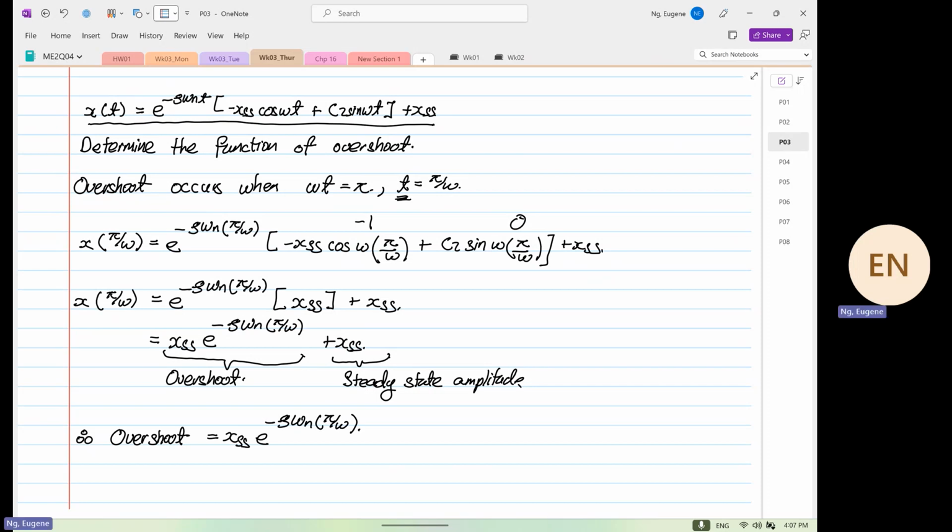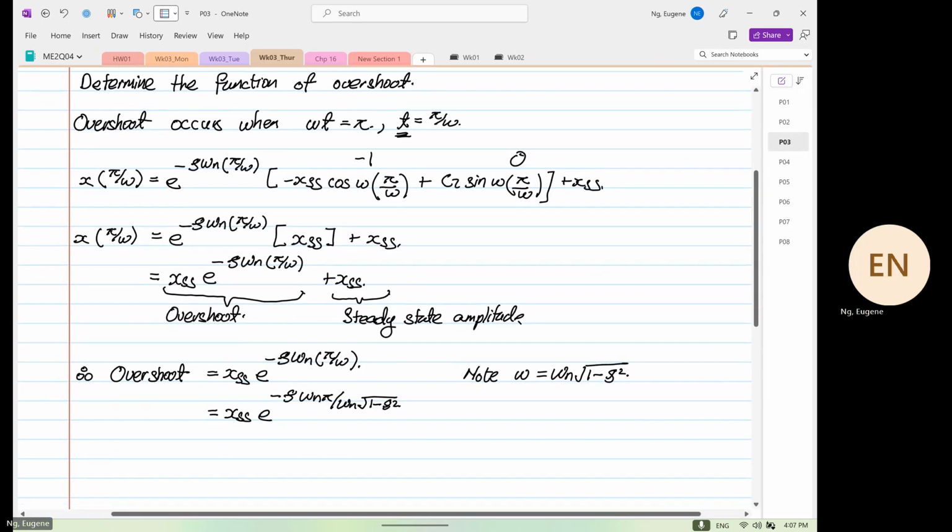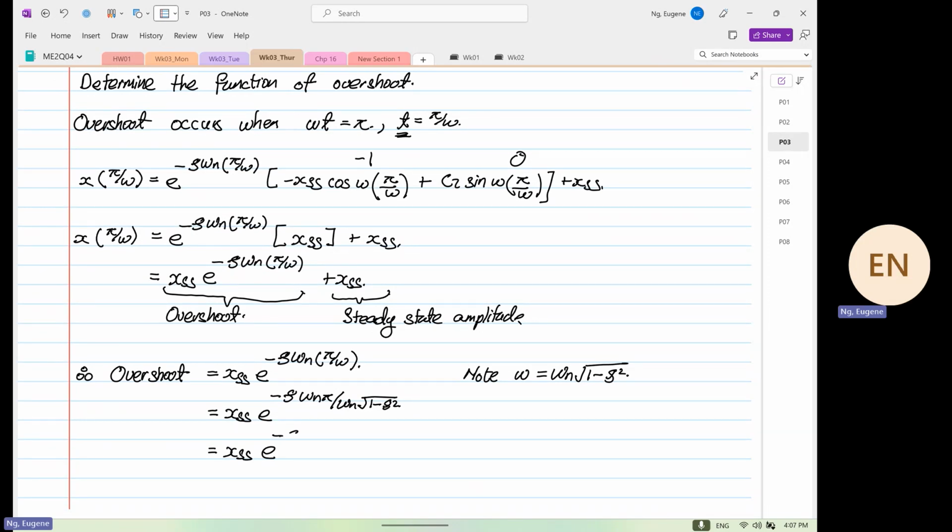Okay, so we know that omega is equal to omega n bracket square root of 1 minus zeta squared. This is known. We derived this before. So this expression will be XSS e^(-zeta omega n pi divided by omega n square root of 1 minus zeta squared). So finally, the overshoot is XSS e^(-zeta pi over square root of 1 minus zeta squared).